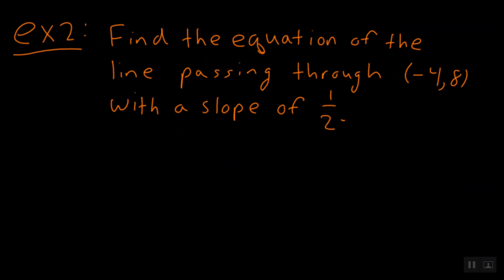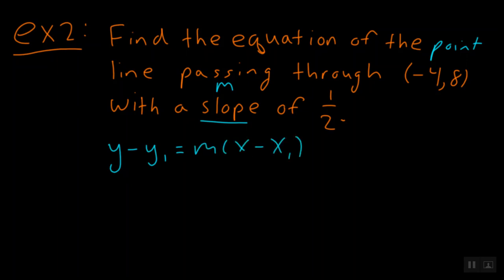Okay, here we are in example 2, and this says find the equation of the line passing through the point negative 4, 8 with a slope of 1 over 2. Alright, and guys, remember that our slope is always that letter m. Now from here, we see our keywords. We have our point, and here we have our slope, and so we're going to use point slope form, which will be y minus y1 equals m parentheses x minus x1.